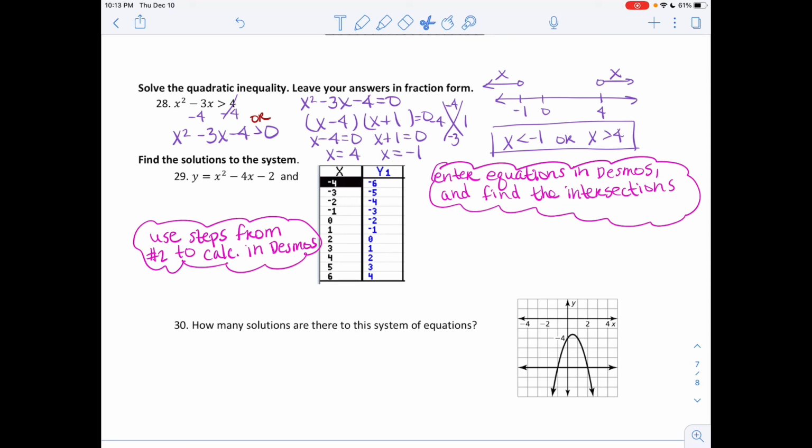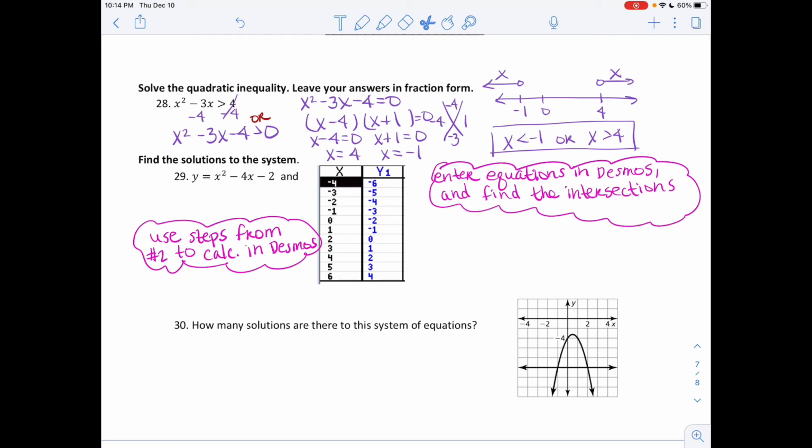Problem number 29 is a nonlinear system, and we have a parabola right here. We have a quadratic, and then our data in the table is going to give us a second equation. And notice that these are all going up in increments of 1, and these are all going up in increments of 1. So we definitely have a linear function. So we will create an equation for our line by putting this table into Desmos using the steps from problem number 2 all the way back at the beginning. And then once we have that equation, we can put both equations in Desmos and find the intersections.